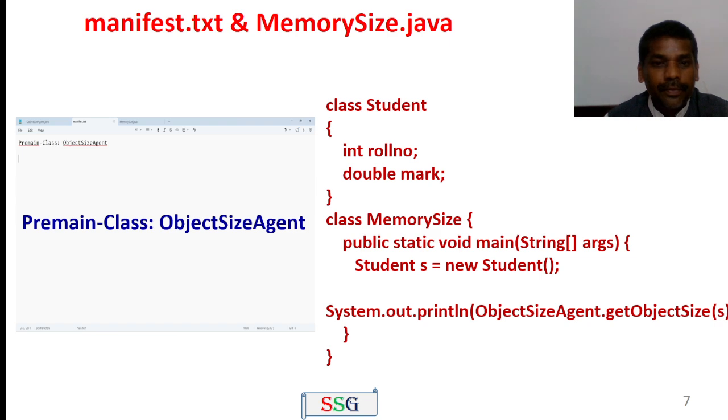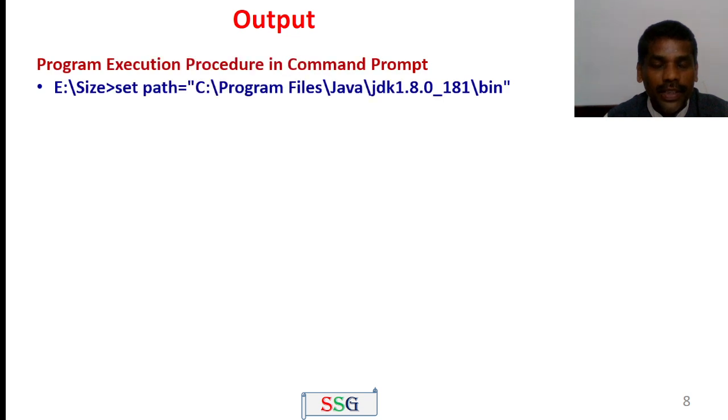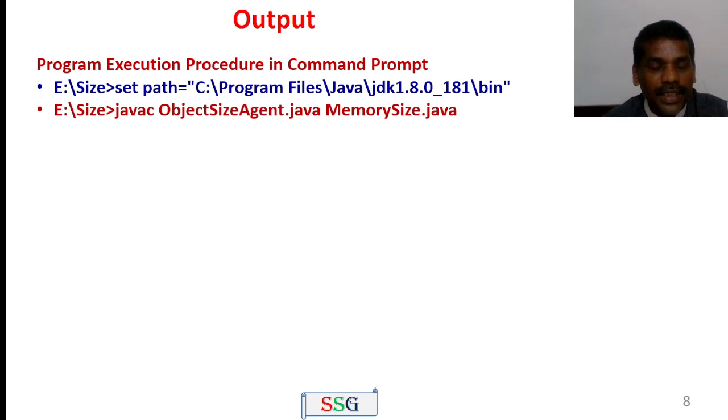Yes. These three files are required. All three files will be stored in the same folder, size. So how to execute the program? First, we have to set the path for the size folder. Next, javac ObjectSizeAgent.java and MemorySize.java. So both files are compiled, and both .class files are created. If there is any error, it displays the error messages.